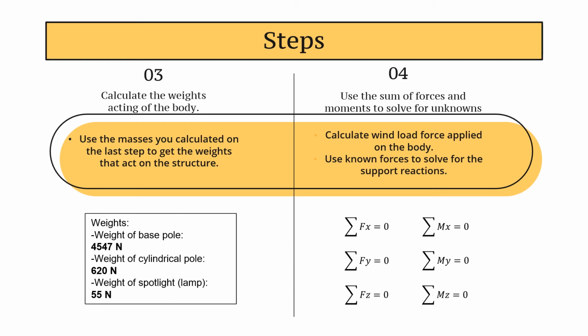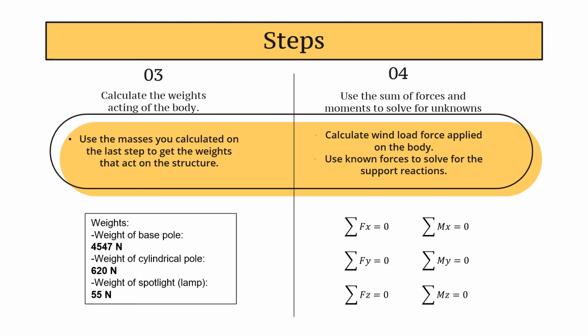So now that we have all of our masses, we will multiply each of them times gravity acting on Earth, which will give us the weight of each of our components acting on the lamp, as you can see here to your lower right. Now that we have these weights acting on the light pole, we will need to calculate the wind load force applied on the body, and this is done by using a wind load calculator on the internet and using the area of our body to get the force that will be applied.